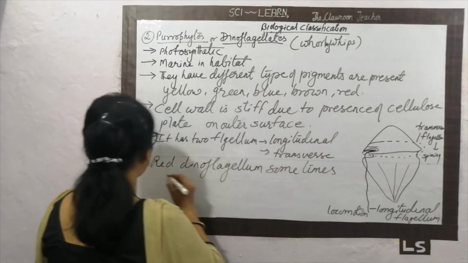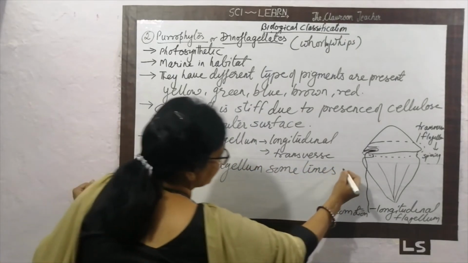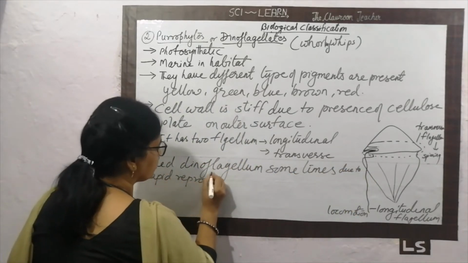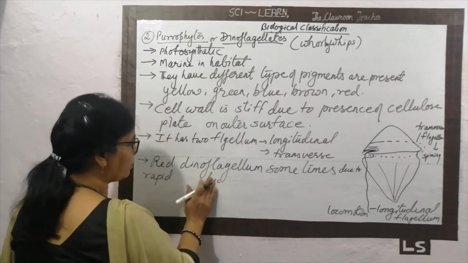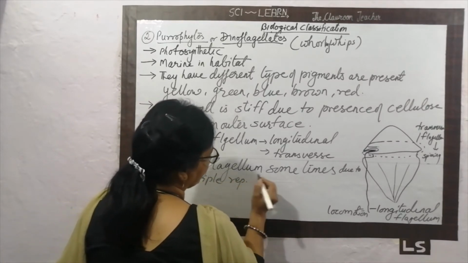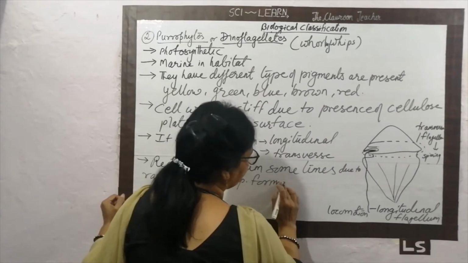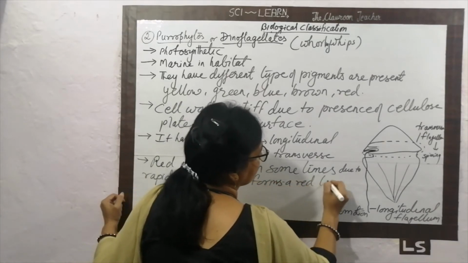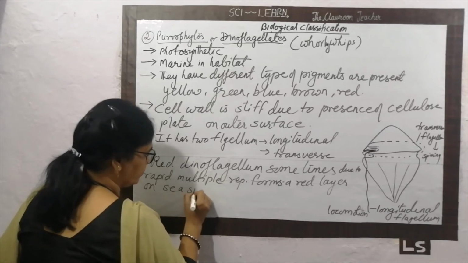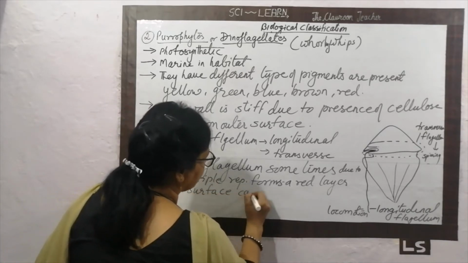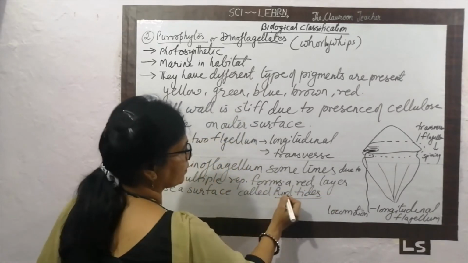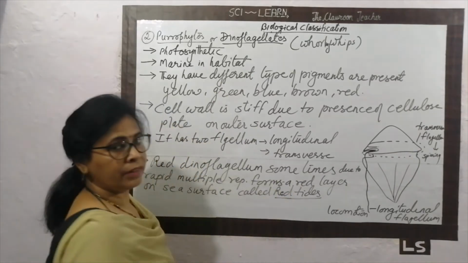Sometimes, due to rapid and multiple reproduction, they form a red layer on the sea surface, and it is called red tides.